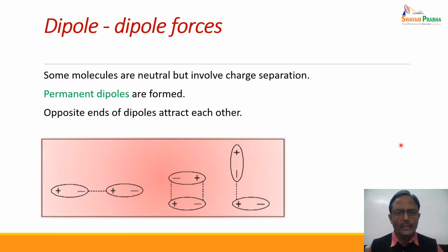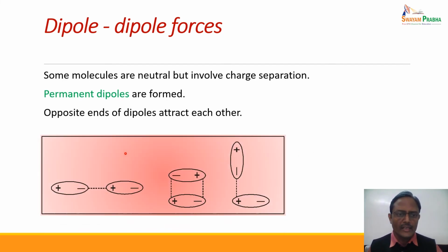For example, if we try to represent this diagrammatically, if this is one dipole having a permanent positive charge shifted at one terminal and negative charge shifted at the other terminal, then there will be a force of attraction between the negative terminal of one dipole and the positive terminal of another dipole. Such types of forces are called dipole-dipole forces.